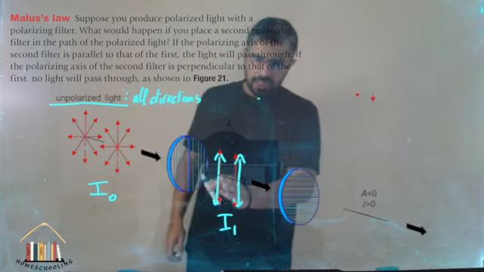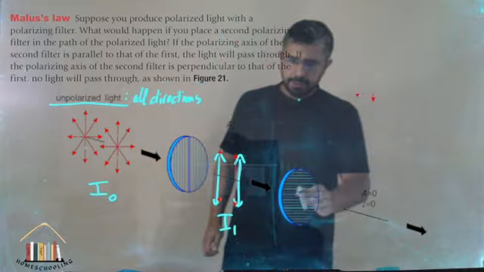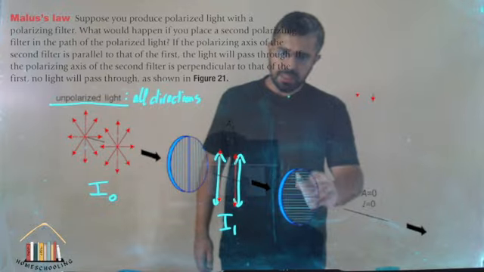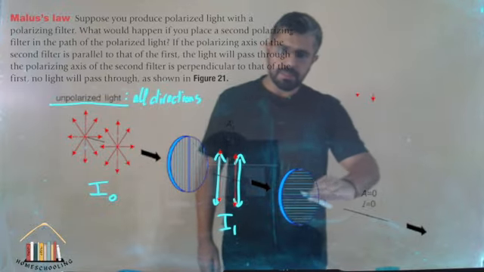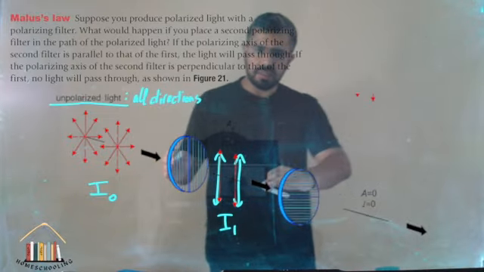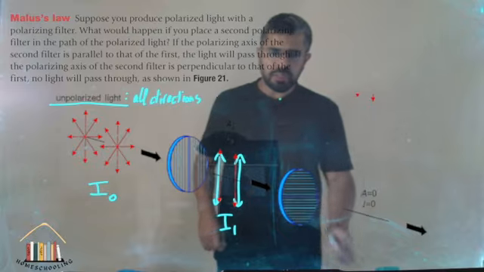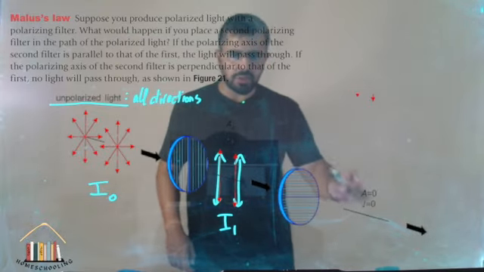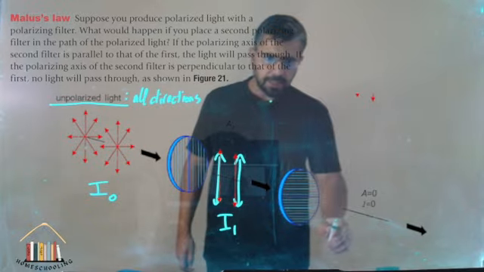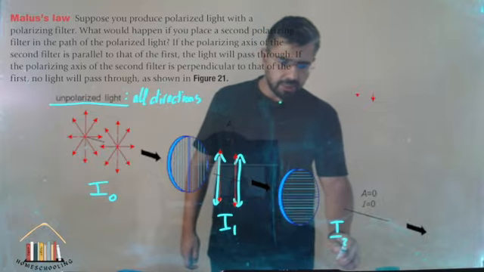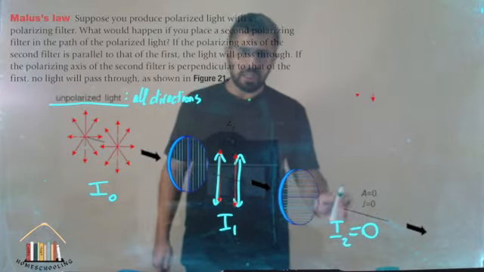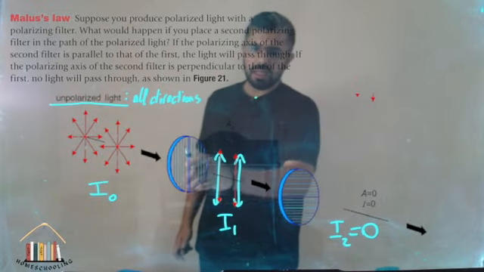This light will continue to hit another polarizer, but this time the axis is perpendicular to the first one. If this one is vertical, this one is horizontal. So what can you imagine? Look here, no light is passing through. I is equal to 0. So the I2 passing through the second polarizer will be equal to 0, because no light is passing.